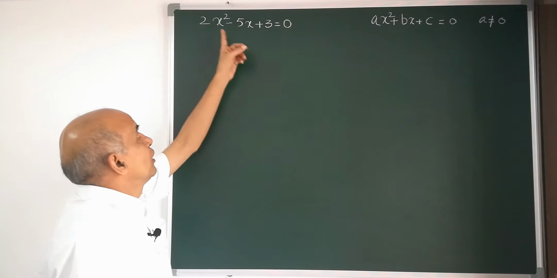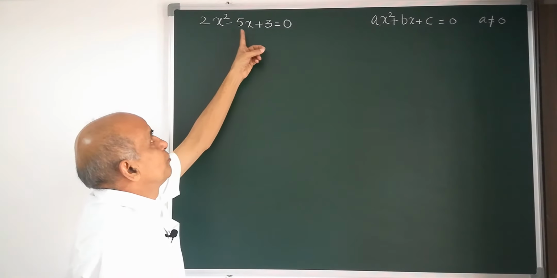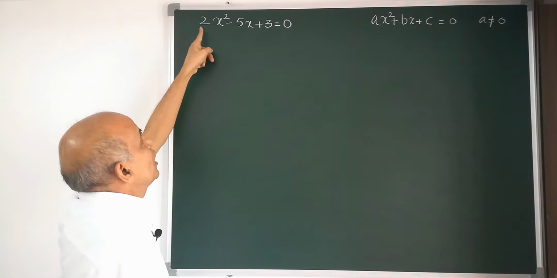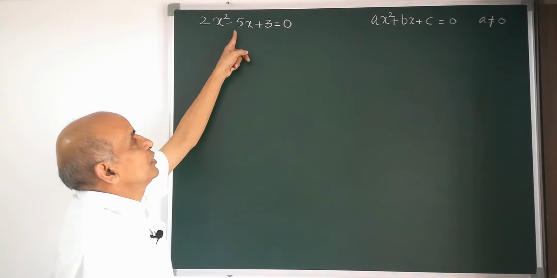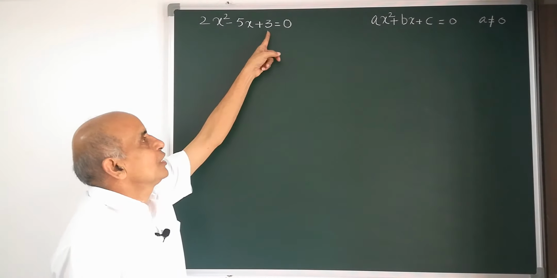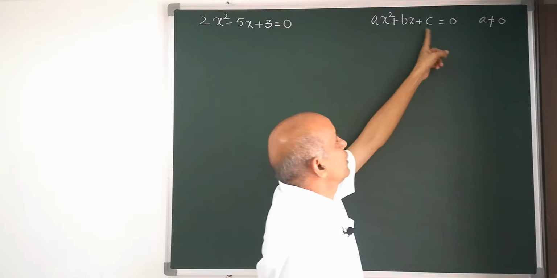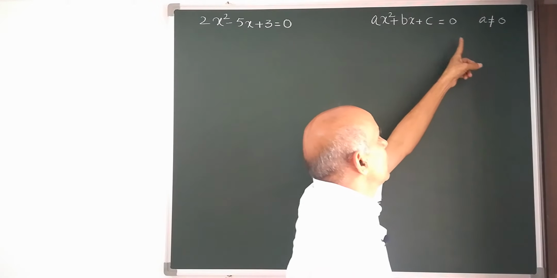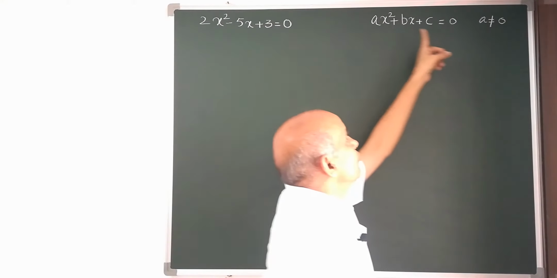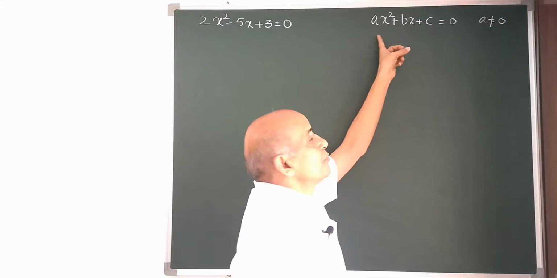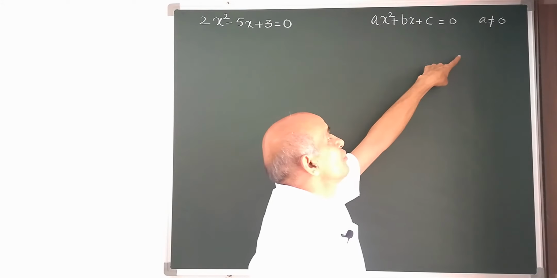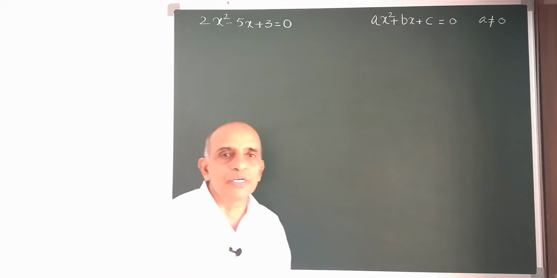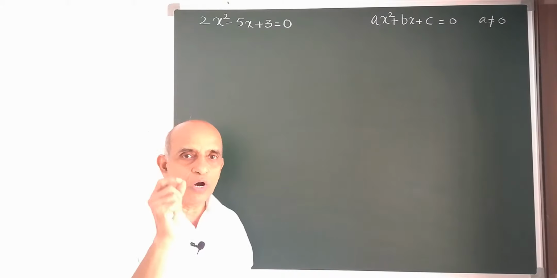Now, this is 2x square minus 5x plus 3 is equal to 0. In place of a we have 2, in place of b we have minus 5, in place of c we have 3. This is the standard quadratic equation ax square plus bx plus c is equal to 0. Understand, a should not be 0. If a becomes 0, the quadratic term will not be there. It will become a linear equation. Then you will have bx plus c, which represents an equation of degree 1.